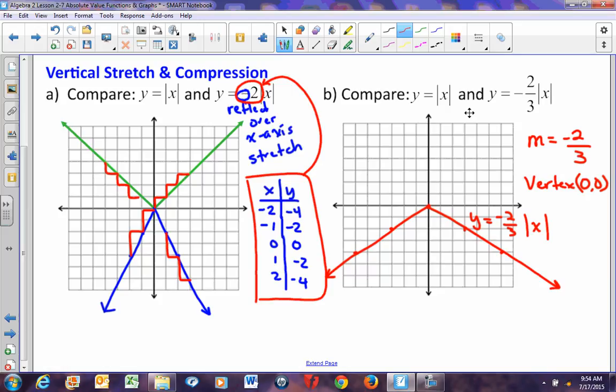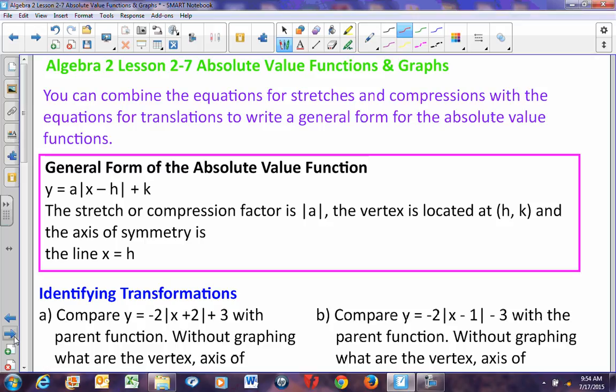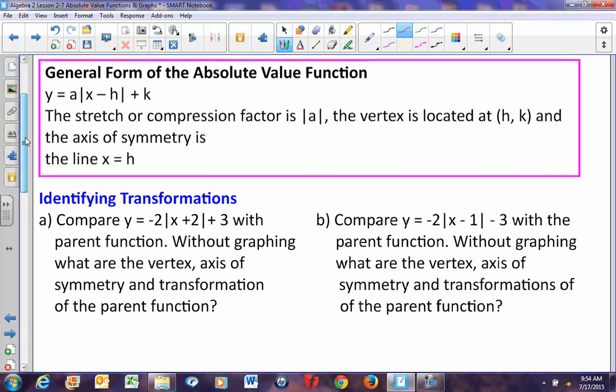And these two things here lead to a general form of the equation. You combine the stretches and the compressions with the equation translation to write a general form for the absolute value function. The general form for the absolute value function is y equals a absolute value of x minus h, plus k. The stretch or compression factor is the absolute value of a. The vertex is located at (h, k), and the axis of symmetry is the line x equals h.